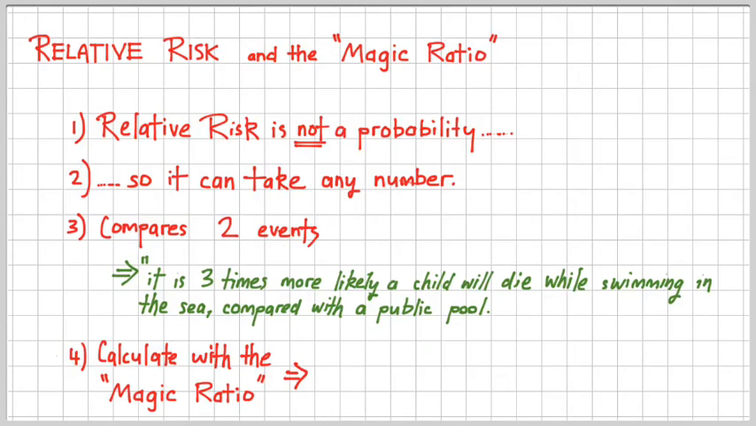So in terms of how this works, we're going to use the magic ratio. So the magic ratio is the probability of an event, so let's call that probability A, and we're going to take it to the ratio of a probability of B. Okay, so that's your ratio of probability of A to probability of B. Now, where it becomes magic is this part here.